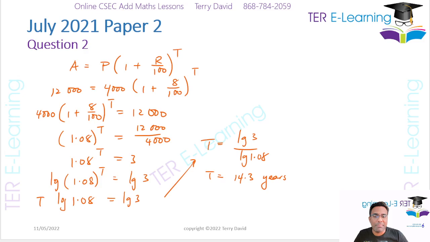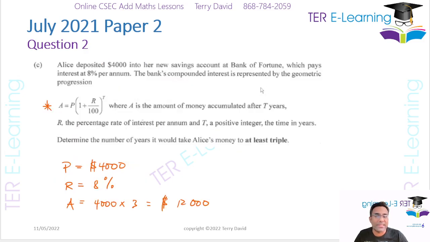But they said that T is a positive integer. So therefore we're going to write our answer as T is equal to 15 years. That's what we're going to put as our answer, 15 years, because if we go back to the question, they said T is a positive integer. So we're not going to put the answer as a decimal.